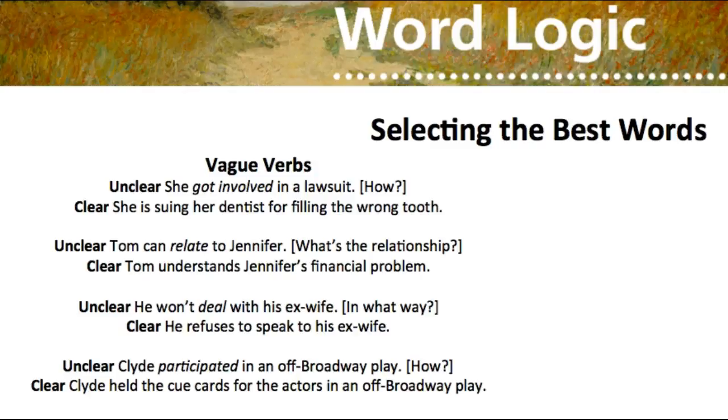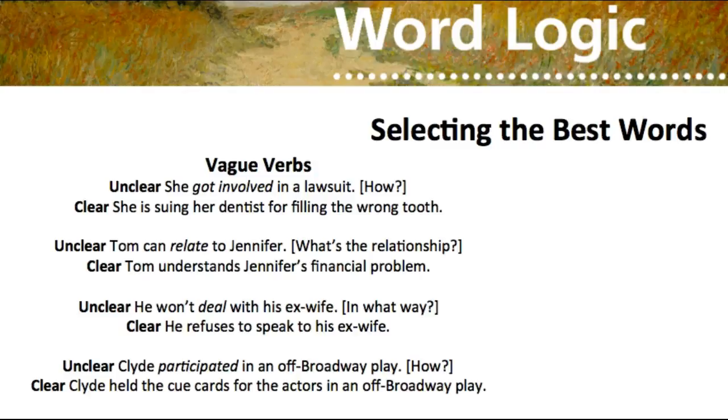So there's also vague verbs. "She got involved in a lawsuit." Well, how? It's more clear to say she's suing her dentist for filling the wrong tooth. Unclear: "Tom can relate to Jennifer." Well, what's the relationship? Tom understands Jennifer's financial problem. "He won't deal with his ex-wife." In what way? He refuses to speak to his ex-wife.